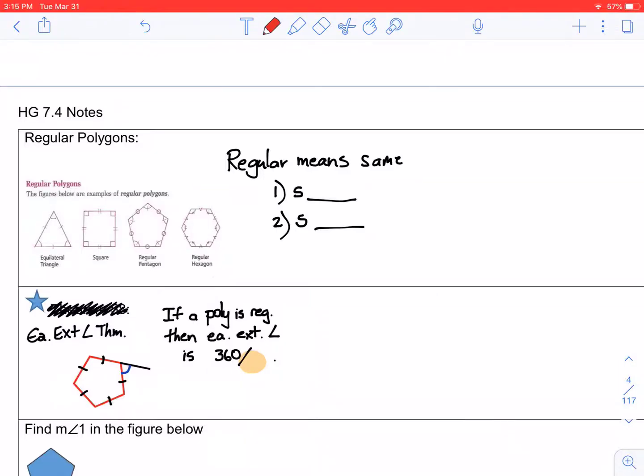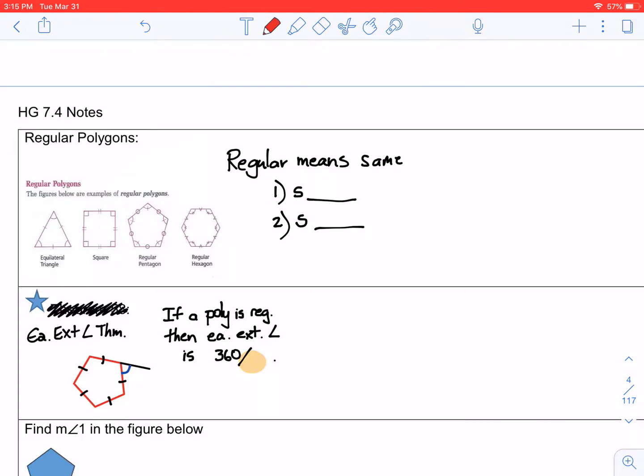HGeom0704. This is on regular polygons, and the hope is by the end of this section you can work efficiently at finding angles, both interior and exterior, of regular polygons.